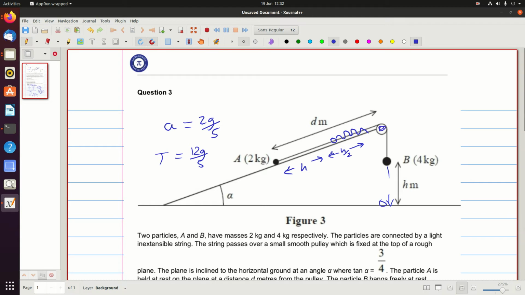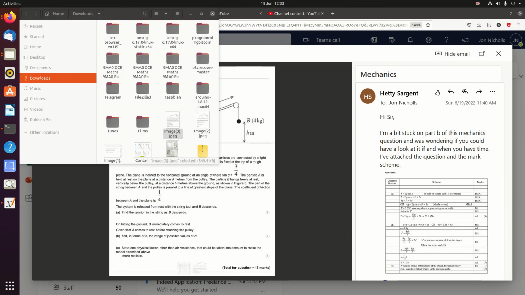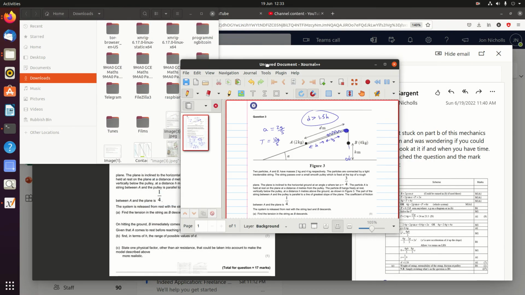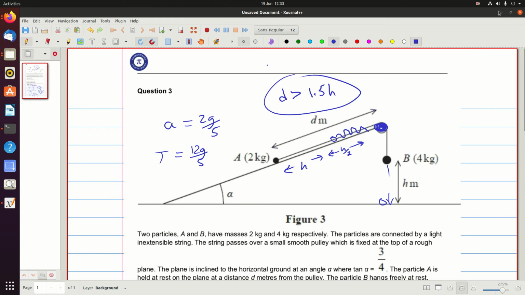And it also tells us it definitely doesn't hit the pulley, which means this distance from here to here must be greater than h plus h over 2, which is 1.5h. And I believe that is the answer. Yeah, D is greater than 1.5h. And so that's where they get that from.